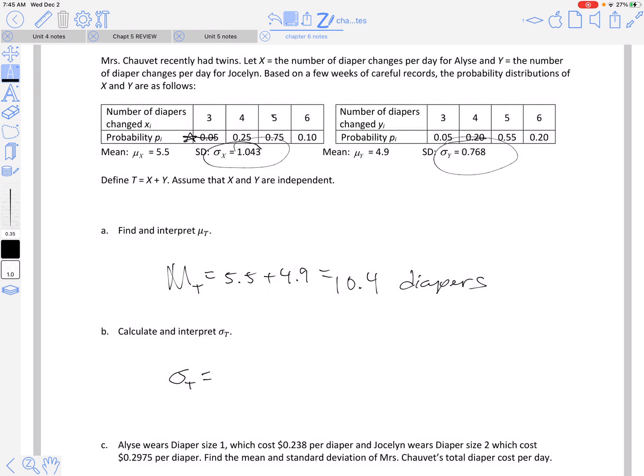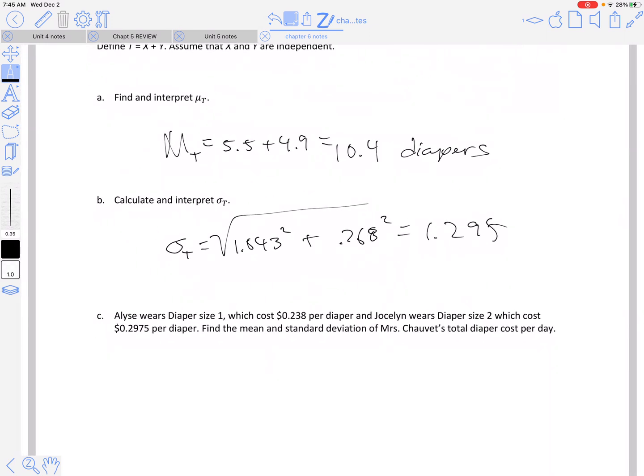So I'm going to take the variance. I'm going to do 1.043 squared plus 0.768 squared, and then I'll take the square root, and I'll get 1.295. So the total number of diapers used each day typically varies by about 1.295 diapers from the mean of 10.4.